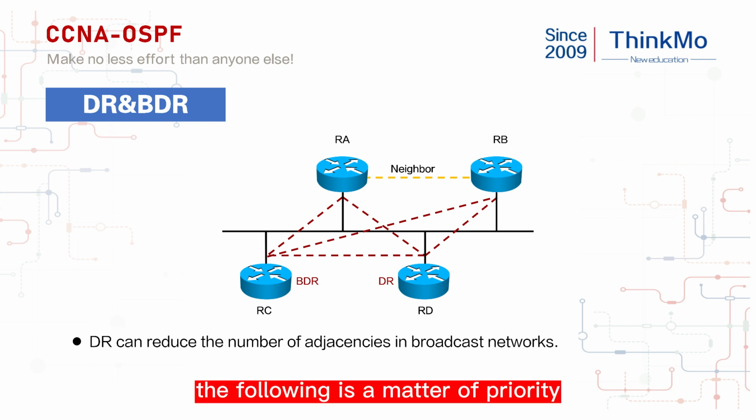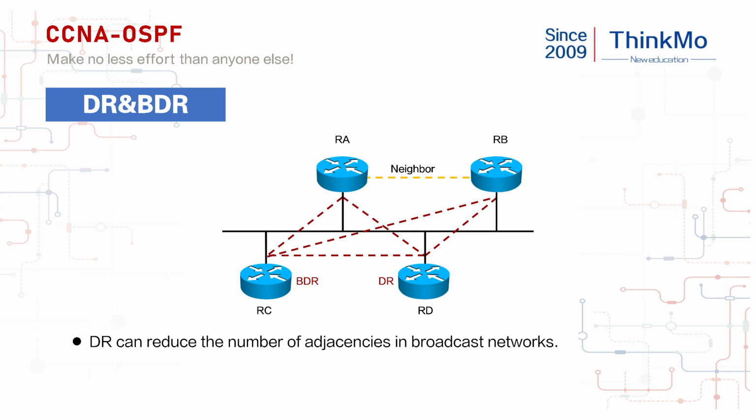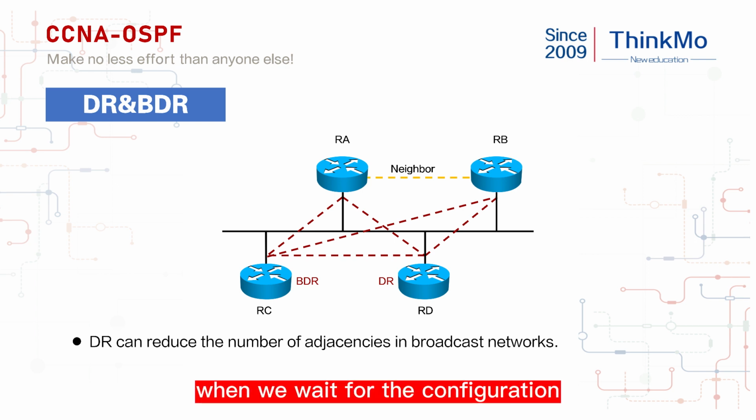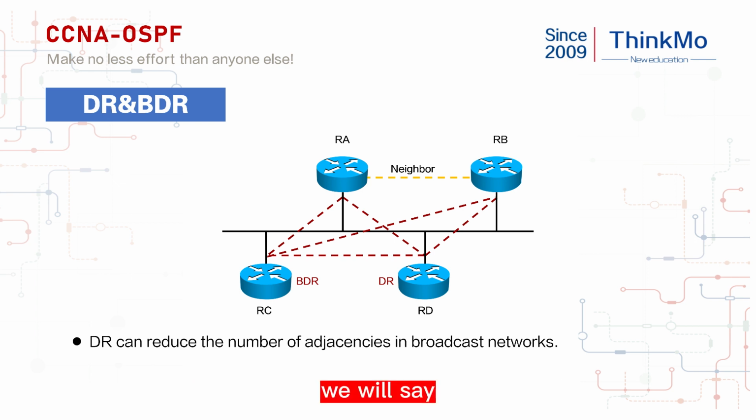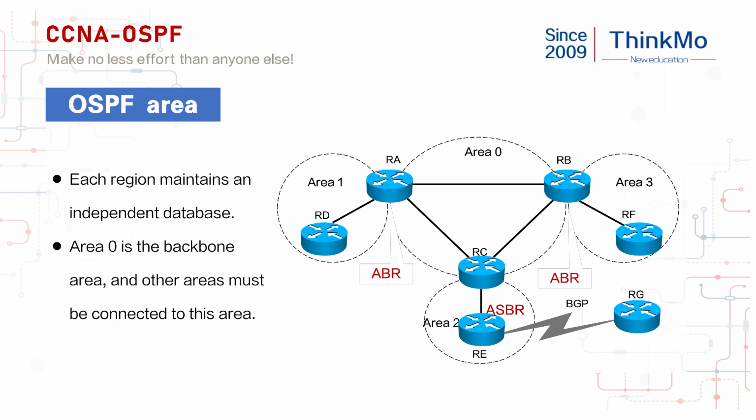The following is a matter of priority. If you want it to be DR, change it to 255. When we get to the configuration, we will look at this.